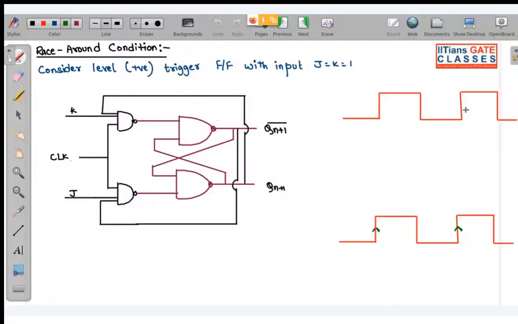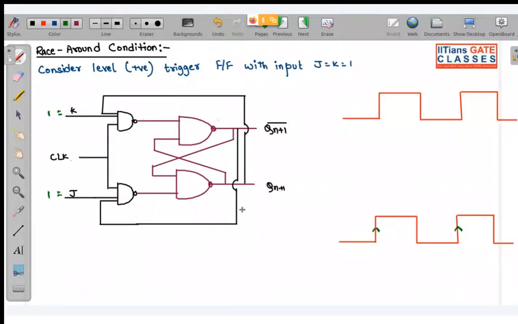Okay, fine. We have seen that whenever J and K inputs are both 1, my output toggles. That is known as the toggling state. Until now, we have seen edge triggered flip flops.